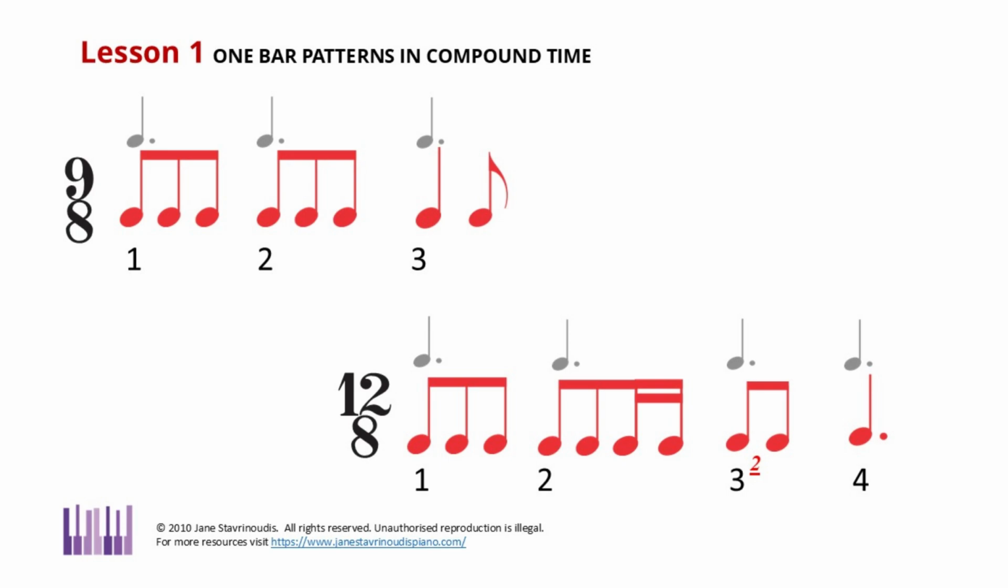When answering a question that is asking you to add notes or rests to complete a bar, it's a good idea to imagine the grey notes so that you can clearly see how many quaver beats or groups of 3 are given and how many more are needed. Also, you need to complete each group of 3 before moving on to the next.